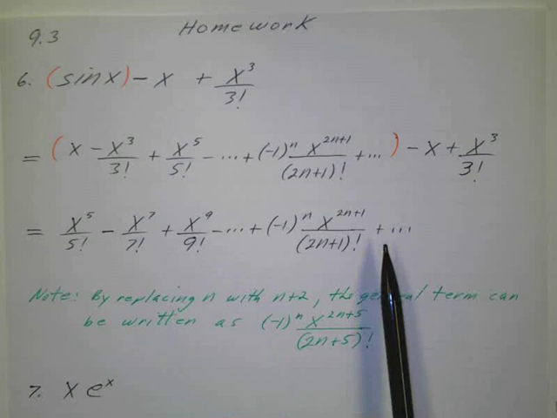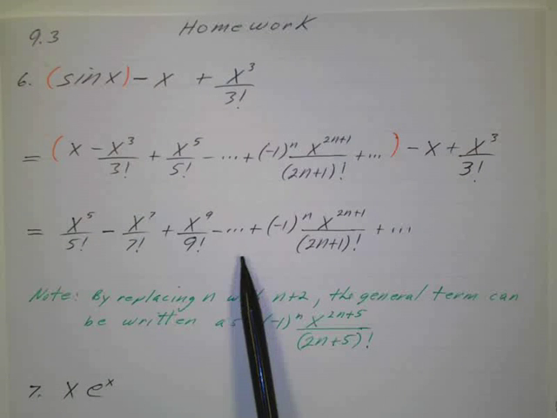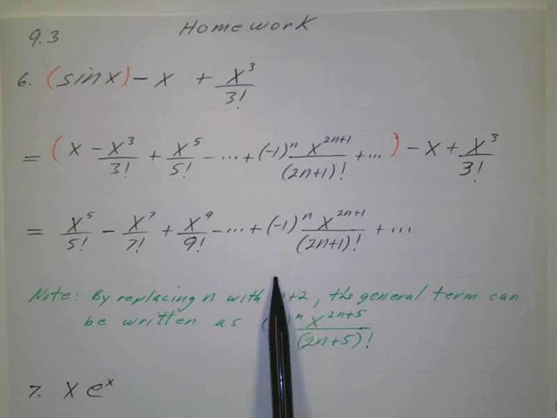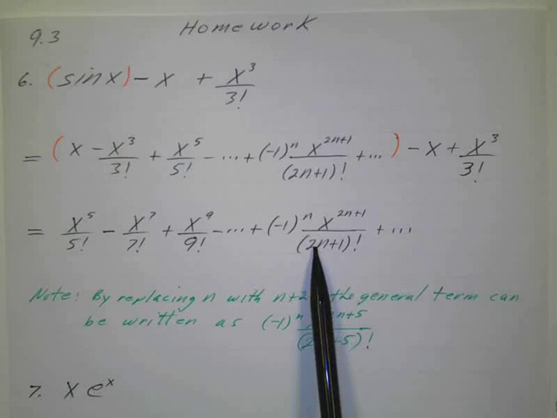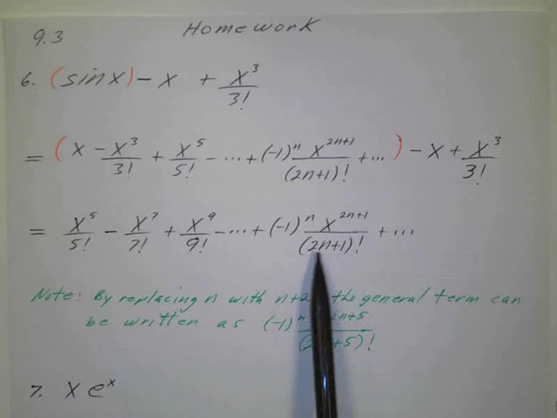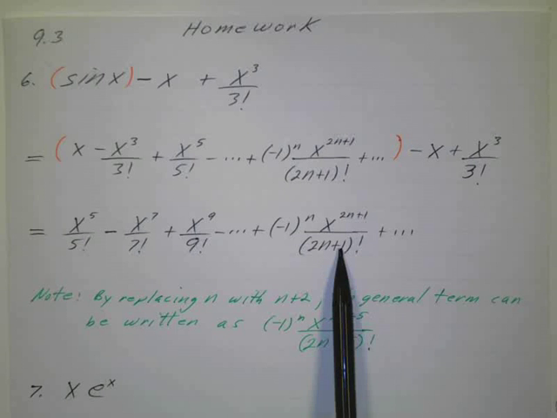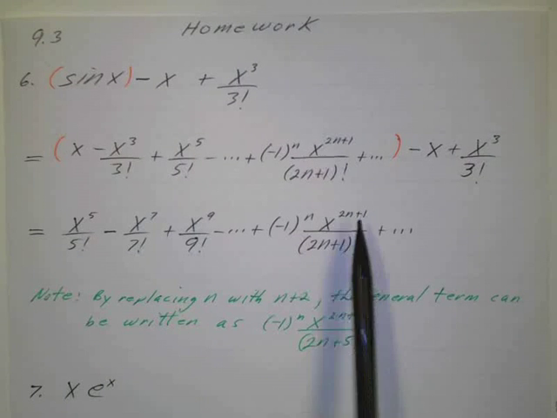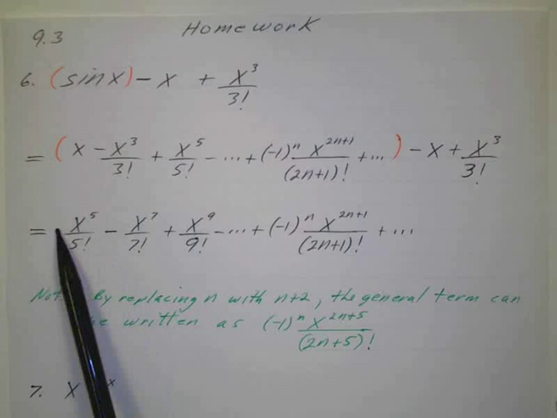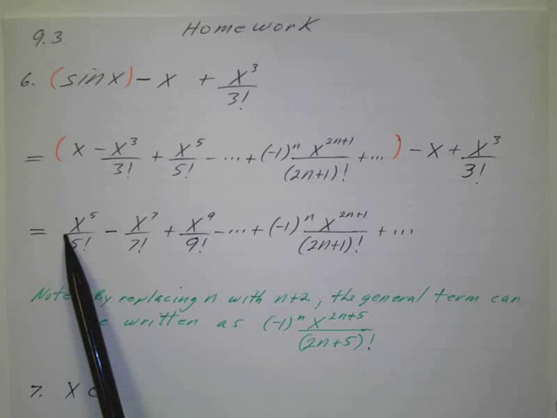Now you could write it like this, and if you're going to do a summation, your summation would have to be going from n equals 2 to infinity, because if I put 1 in here, I'm not going to get the 5. If I put 2 in here, 2 times 2 is 4 plus 1 is 5. That's 5. And negative 1 to the second power is positive.